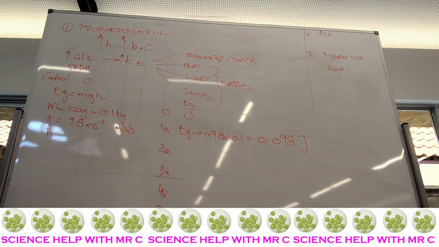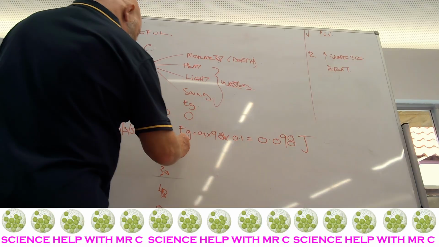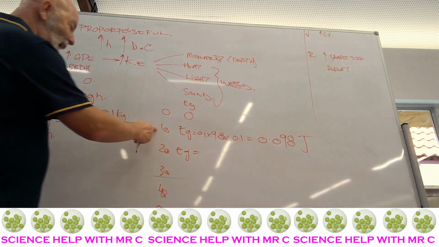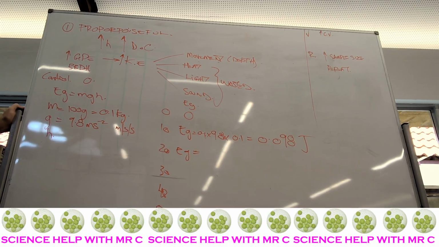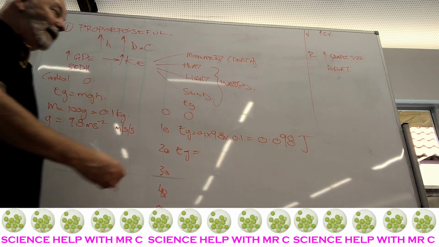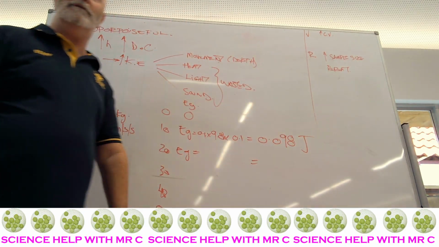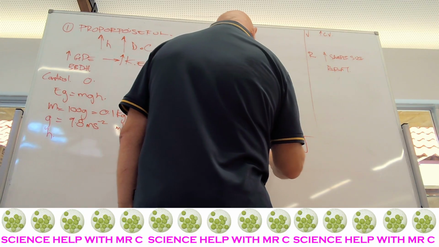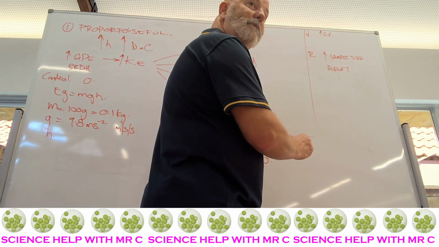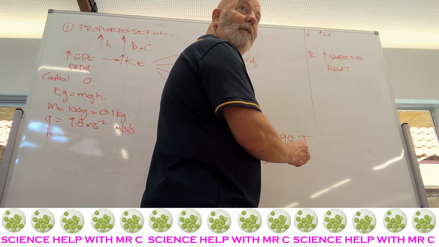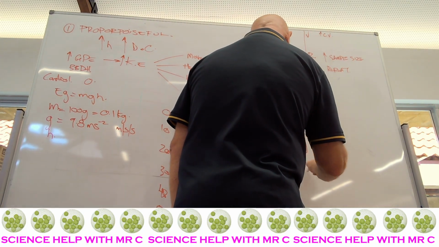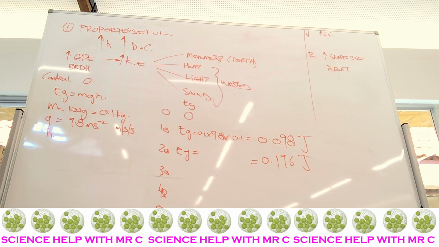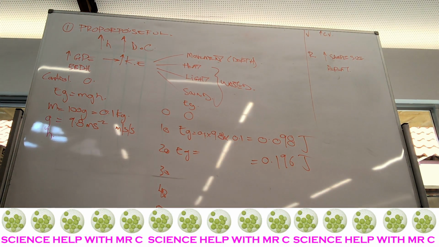Now, 20. EG is gravitational potential energy. Correct. Now, if at 10 it was 0.098, now we're at 20, which is double 10, what's 2 times that? Don't try and do it with a calculator. 0.196 joules. Does 10 centimeters have less gravitational potential energy? Yes, because it's lower. The higher you get, the more stored energy you've got.